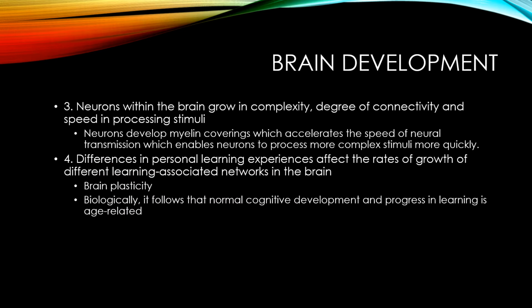The third, neurons within the brain grow in complexity, degree of connectivity, and speed in processing information or stimuli. And they also develop myelin coverings, and these accelerate the speed by which messages can travel. And this allows us to really process more complex stimuli more quickly.